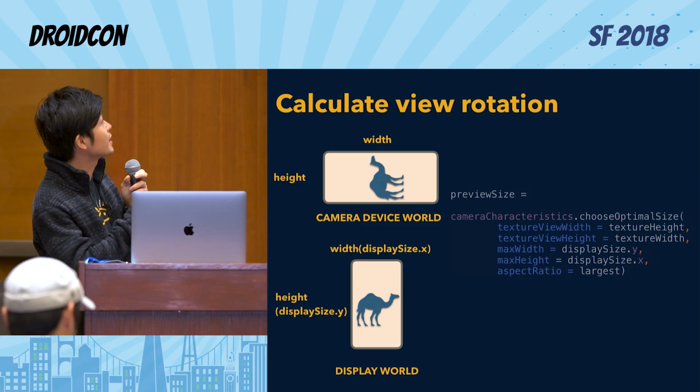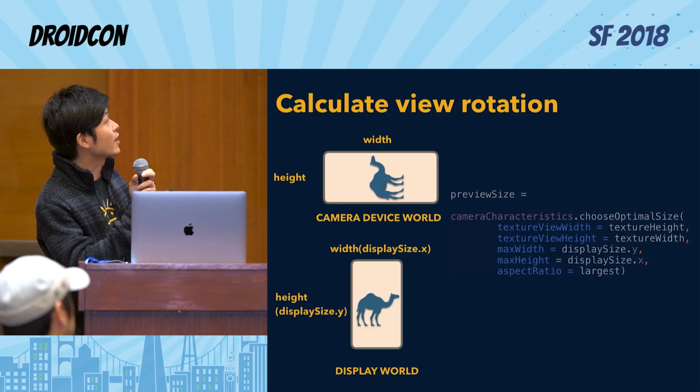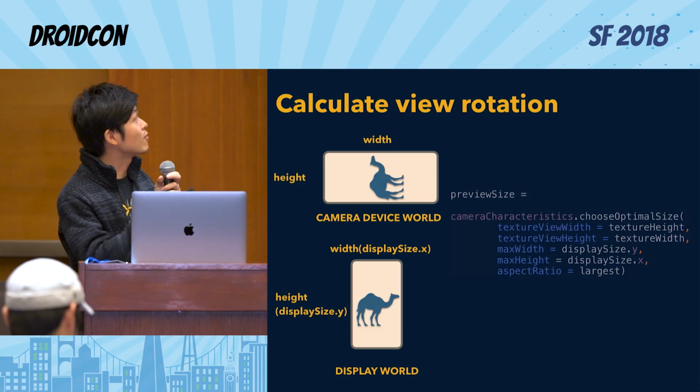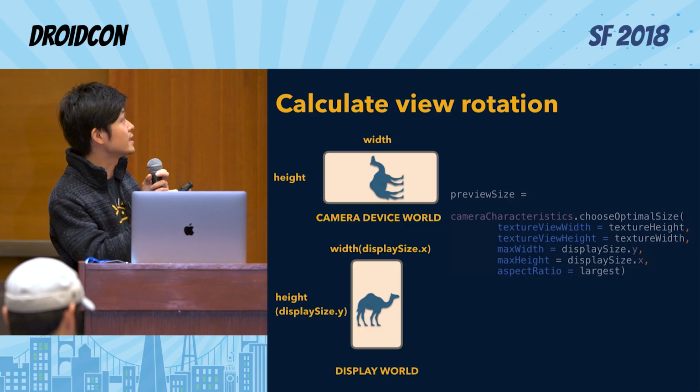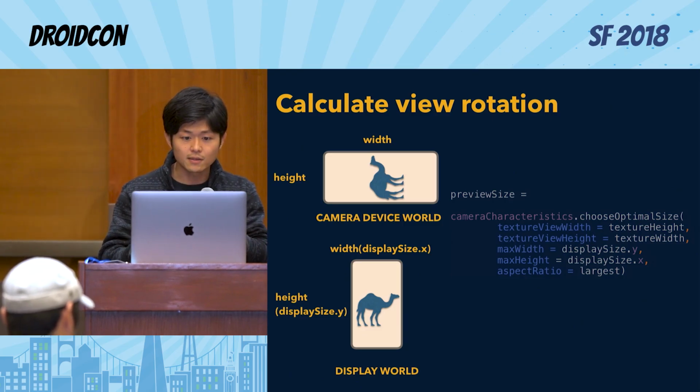So that's what we're doing here. We are passing the texture view width as the texture height and the texture view height as the texture width. And the same for the display size as well. So that's the first thing you need to care about.